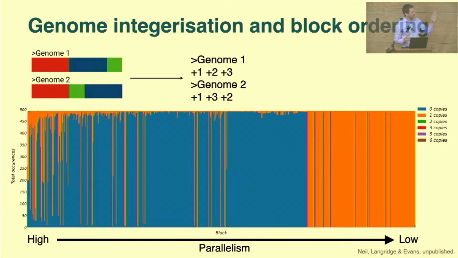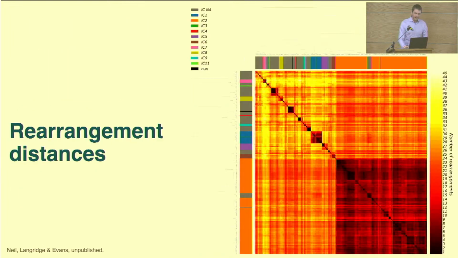So what Matthew has then done is he's looked at calculating rearrangement distances. Once you've got this information, you can then work out, if you think of it a bit like a jigsaw, how many pieces of the jigsaw do you have to move to get from one picture to the other picture? And that's your rearrangement distance. And then you can plot a heat map, a bit like that.